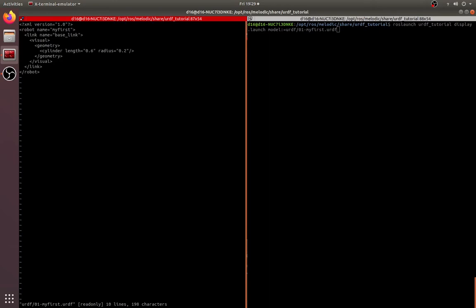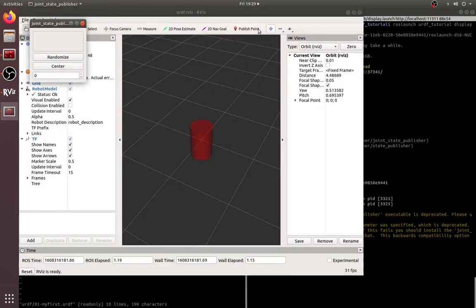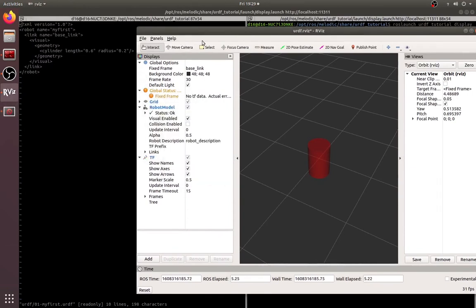URDF tutorial, a ROS package provided with the installation of ROS, gives the simplest form of a URDF file, where a robot called MyFirst is made up of a single link, which has a visual component associated with it, which is a cylinder. To examine the model in RViz, the display launch file is run. You can see the single link, which is represented by a cylinder in the RViz.